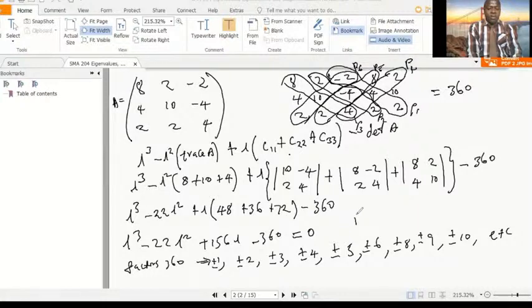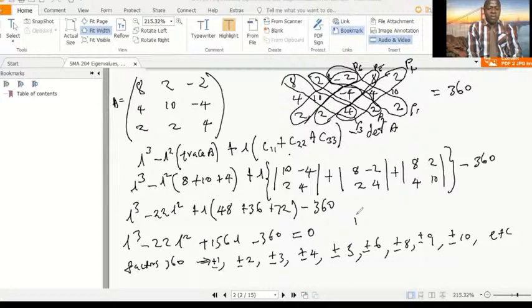We don't need to continue by trial and error because this has so many factors that it will take us a long time trying all the factors. Since we've already found one of the factors, it's now easy. We try to find the others by long division or by synthetic division. We can use synthetic division, which is easy.